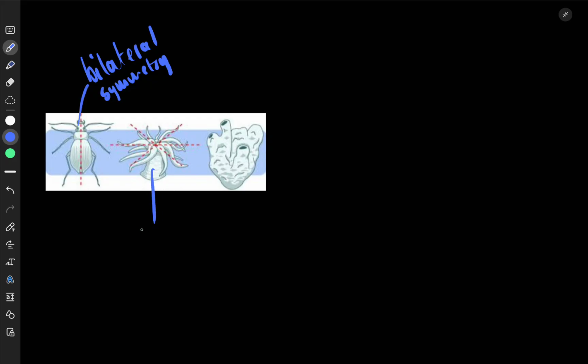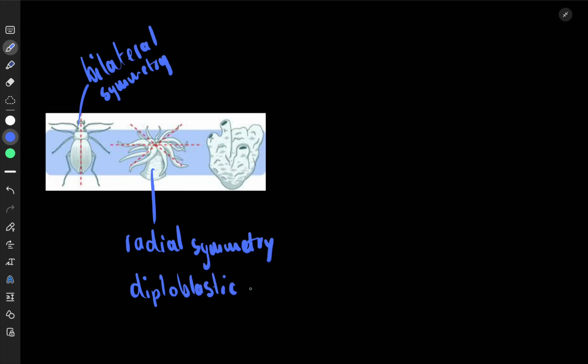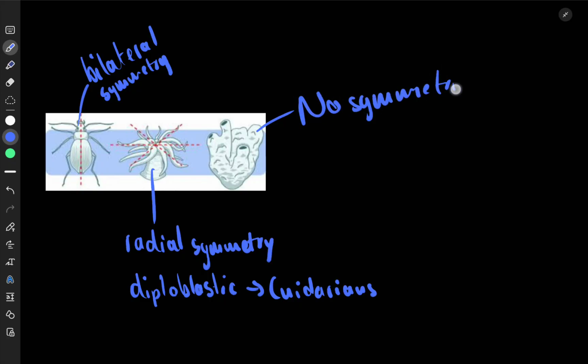It's a cnidarian. Remember that. So this is radial symmetry. It's diploblastic, guys, right? Radial symmetry is in diploblastic, the cnidarians. We know that only cnidarians are diploblastic, okay? The jellyfish and the corals. Then here we have our porifera, which has no symmetry, absolutely no symmetry, okay? It's not diploblastic, it's not triplo. Bilateral is for triploblastic. And this should stick with you.